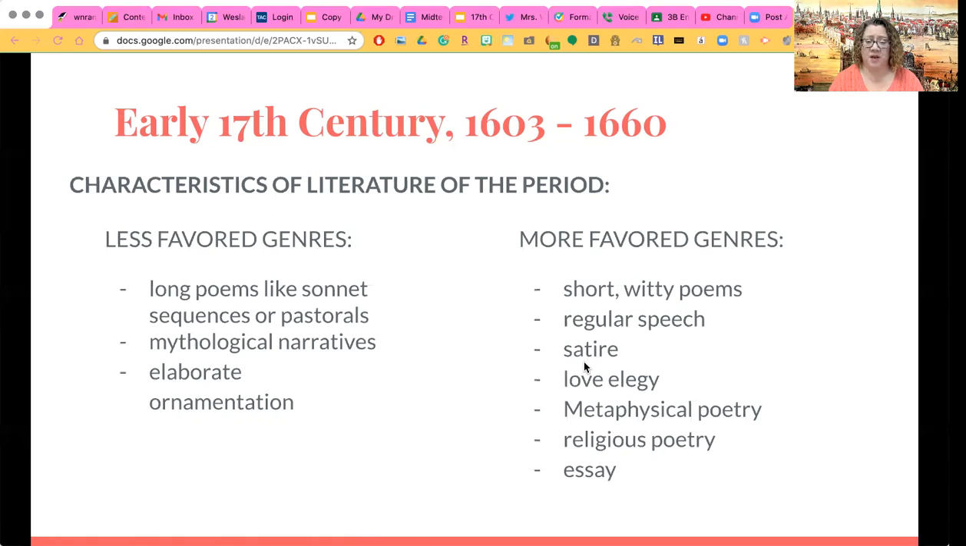The love elegy, which is like a farewell or a sad love poem. Metaphysical poetry, which I will describe in a few minutes, but it's about transcending the usual. And religious poetry. Essays are also something that become prevalent during the 17th century. We haven't seen that in previous literary periods.